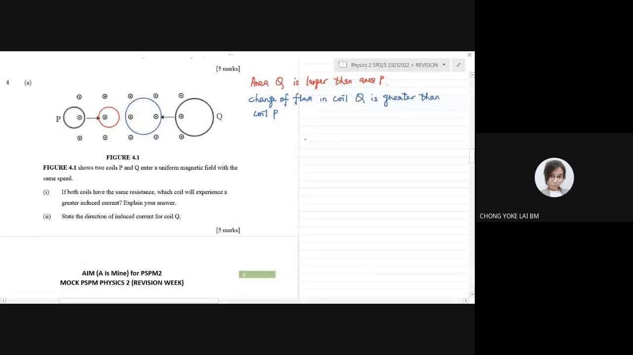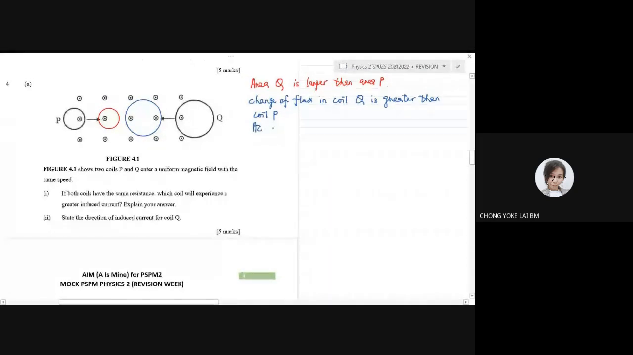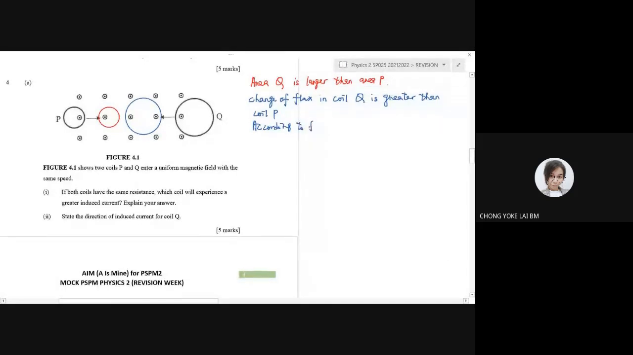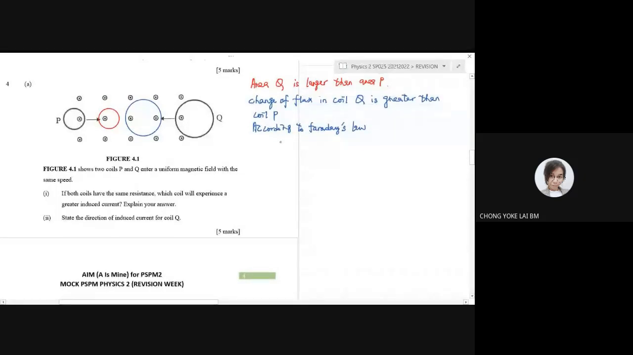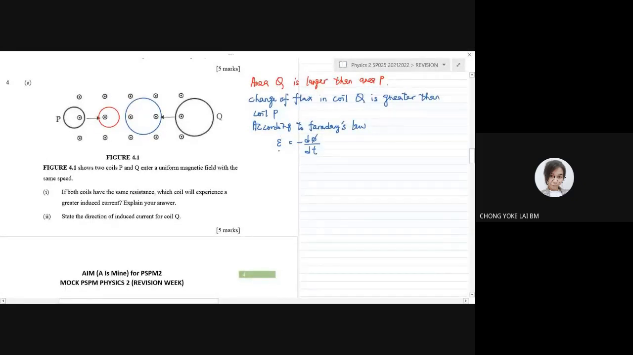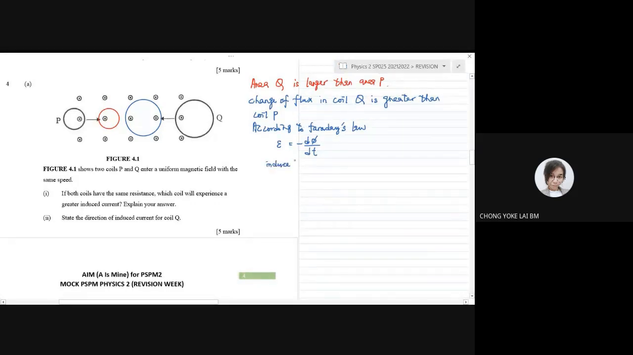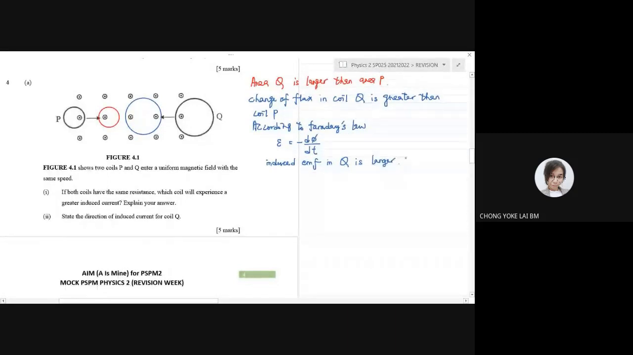So, according to Faraday law, the EMF induced is negative d flux over dt. So the magnitude of EMF induced depends on the change of flux. So kalau change of flux in coil Q is greater, it means that the induced EMF in coil Q is larger. Coil Q akan induce EMF yang lebih besar.